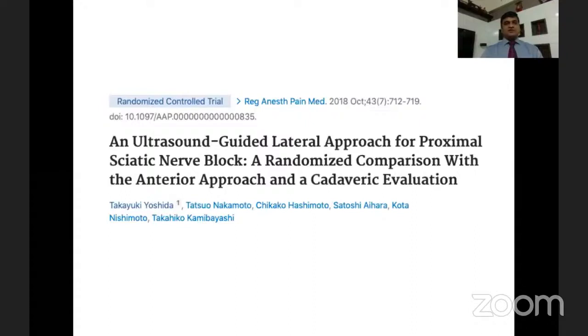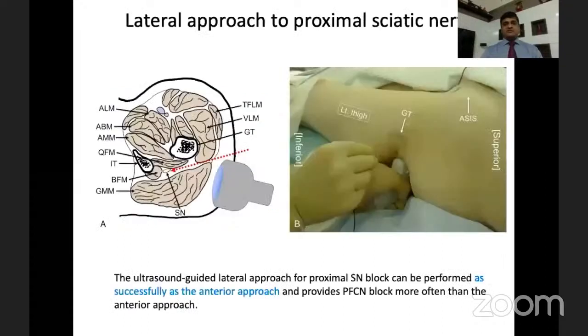Yoshida and colleagues described an ultrasound-guided approach for proximal sciatic nerve block, published in RAPM in 2018, and they compared this approach with the anterior approach. The advantage of this approach is that the patient can be in supine position while giving this block. The curvilinear probe is placed just below the most prominent part of the greater trochanter, and then the probe is slid posteriorly as far as possible. Then the needle entry point is just above the probe.